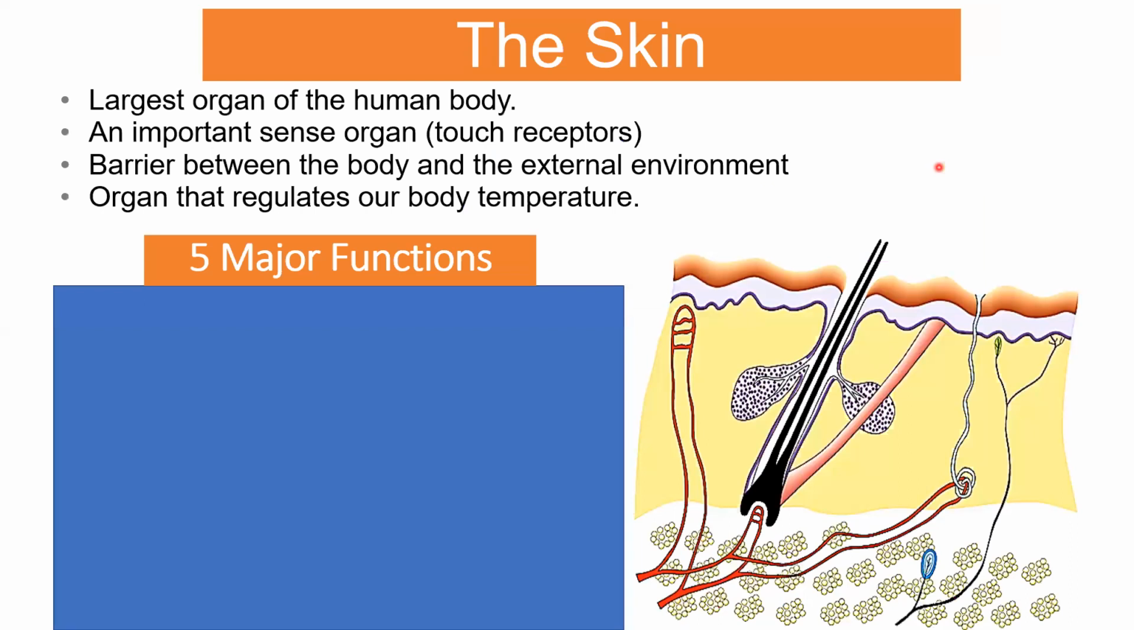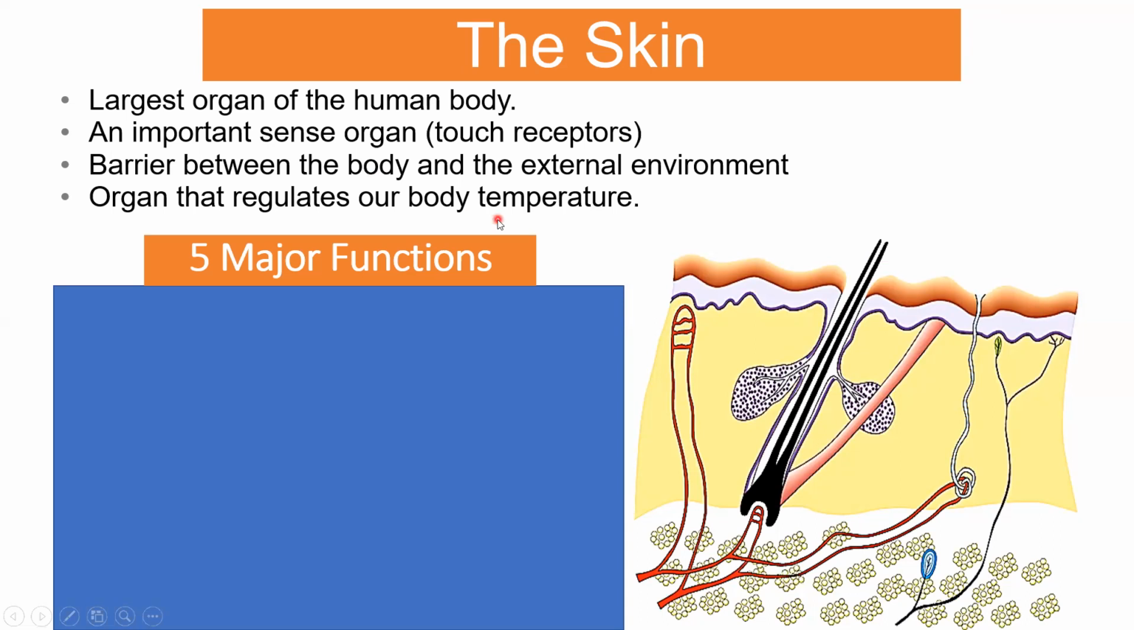Okay, now coming to the skin, how the skin plays its part in homeostasis. That is the largest organ of the body, and it has sense receptors for touch, temperature, and many other pain and pressure receptors. So that is a barrier between the internal and external environment, and it is going to regulate your body temperature.